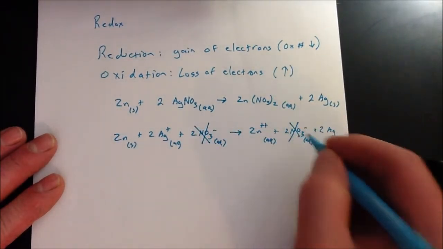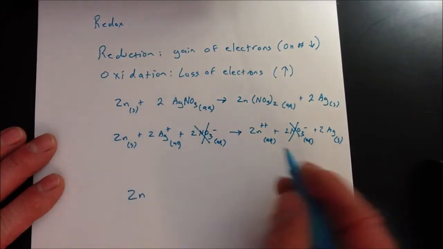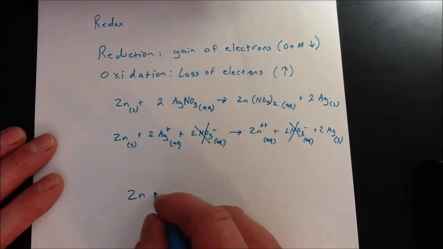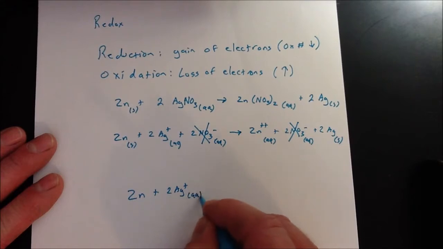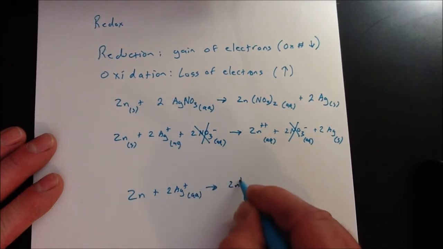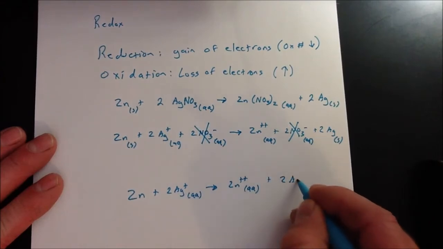And in this case, that's going to be the nitrate. Now the zinc changes because the zinc is not the same on both sides. The silver changes. So my final net ionic equation looks like this: Zn plus 2 Ag+ (aq), arrow, Zn2+ (aq) plus 2 Ag.